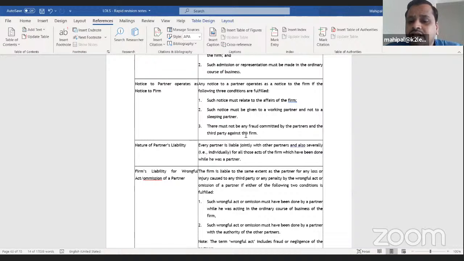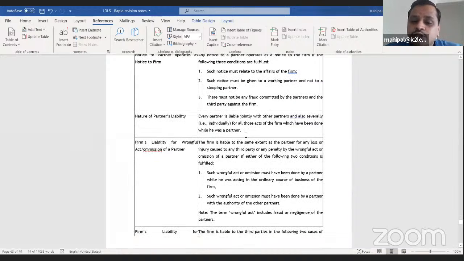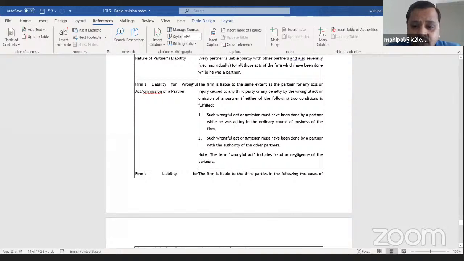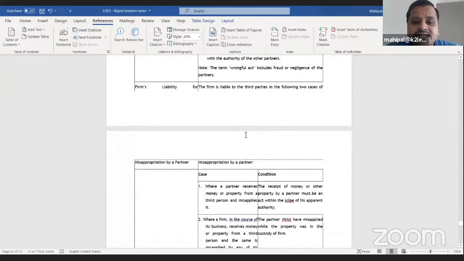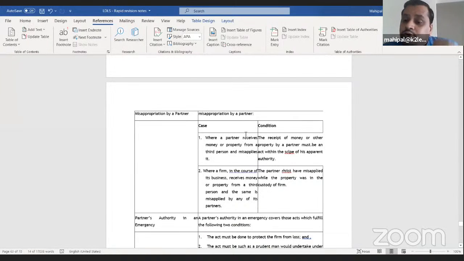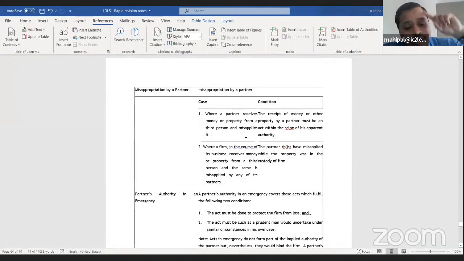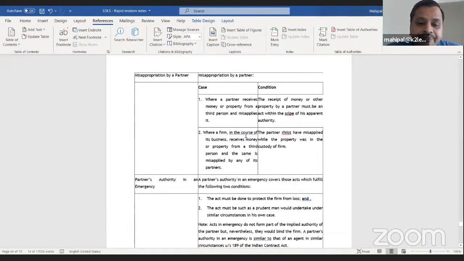Every partner is jointly and severally liable for all those acts done within the authority of the partners. Any wrongful act done by a partner or an omission done by a partner, he will be personally liable. Firm's liability in the following cases: misappropriation by the partner, where partner has received some money and used it for himself. According to the third party, the firm is discharged, but internally the partner is not discharged.